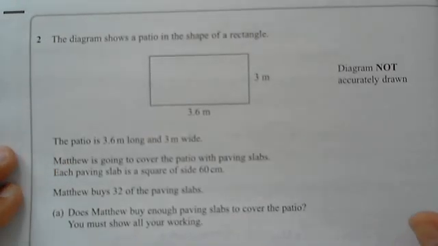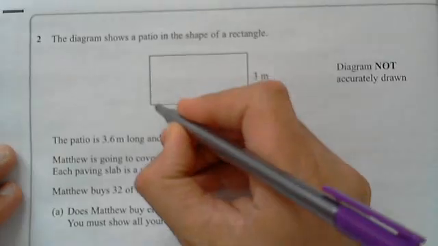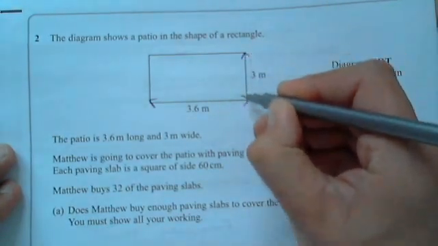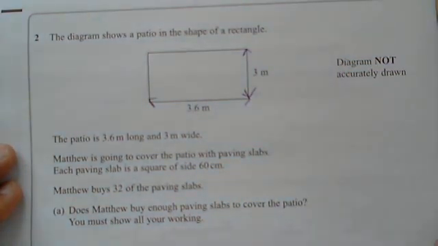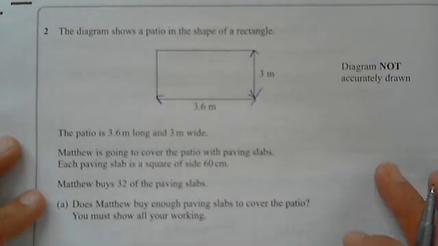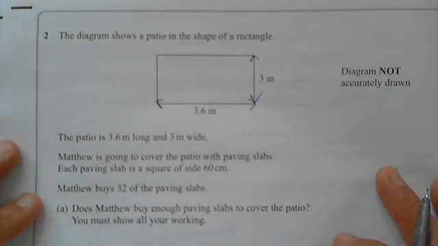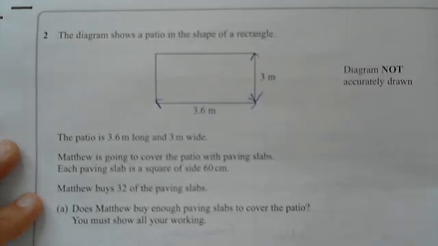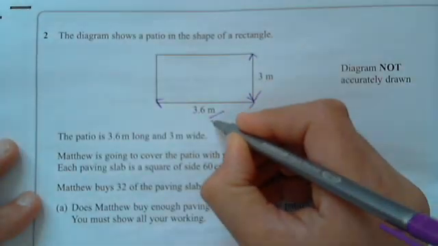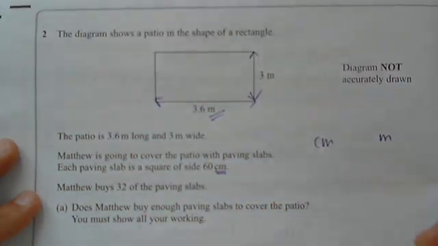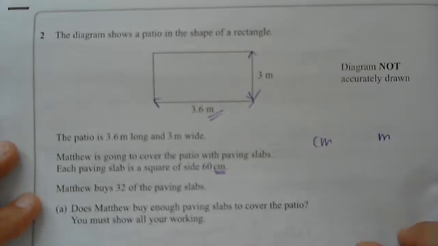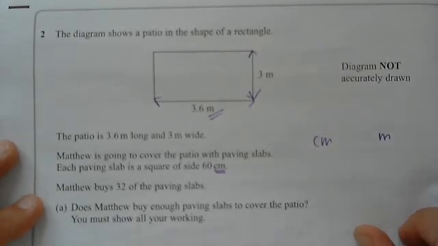Okay, question number 2. The diagram shows a patio in the shape of a rectangle. The patio is 3.6 meters long by 3 meters wide. Matthew is going to cover the patio with paving slabs. Each paving slab is a square of side 60 centimeters. Now remember, we've got centimeters here and meters here, two different units being used straight away. Matthew buys 32 of the paving slabs. Does Matthew buy enough paving slabs to cover the patio?